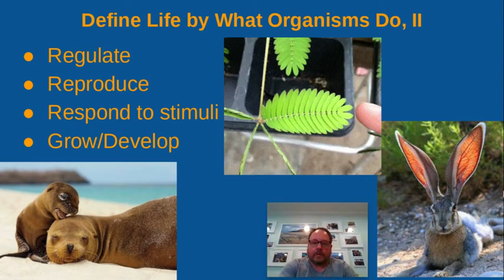There's a mimosa plant. It has some ability to respond to stimuli. So if you touch it, the leaves curl up, which makes sense as a response. In case it starts to rain on the delicate fronds, the leaves can curl up so that they take on less water. Organisms have an ability to reproduce, so you make new generations.